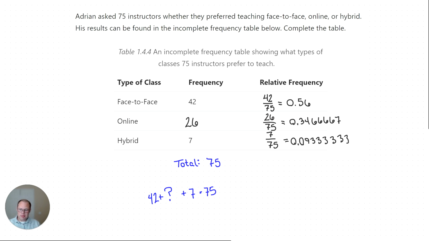Okay, so that means, just mentally converting to percents, 56% of the instructors surveyed prefer face-to-face. About 34.66% of instructors prefer online, and about 9.33% of instructors prefer hybrid.